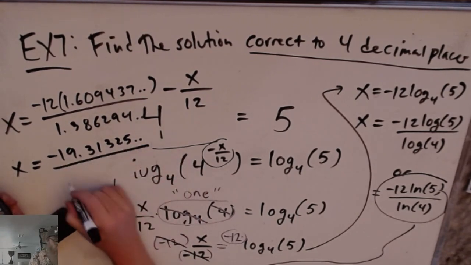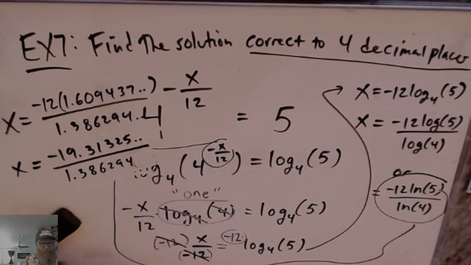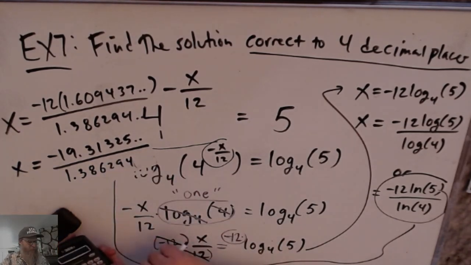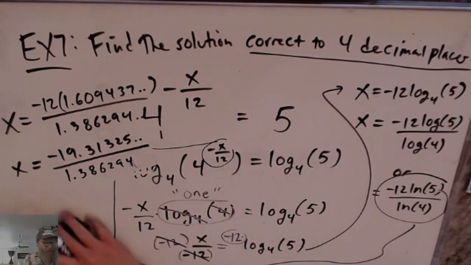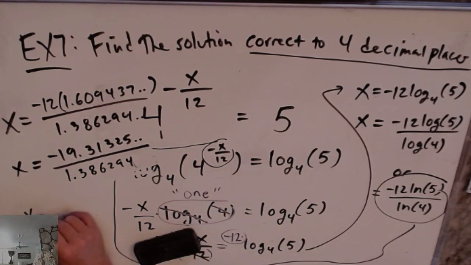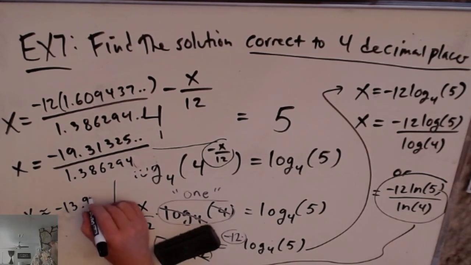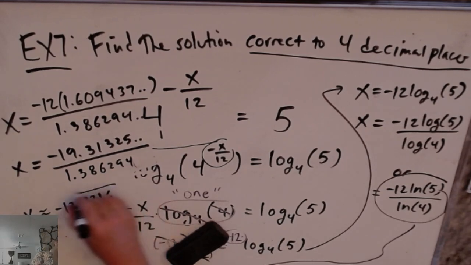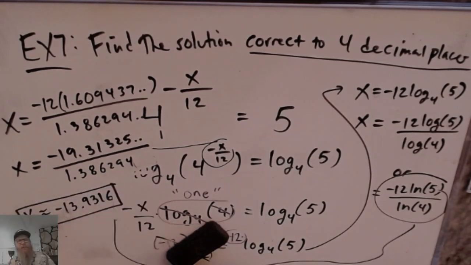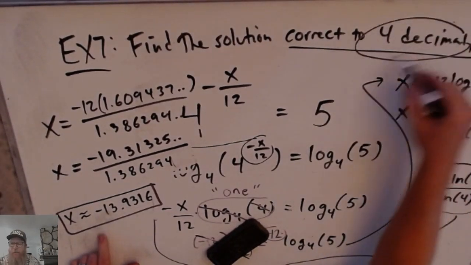You don't need much more than that. Divided by 1.386294. And you're going to get negative 13.9316. And that's your answer, rounded to 4 decimal places.